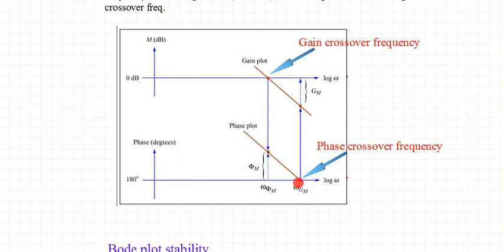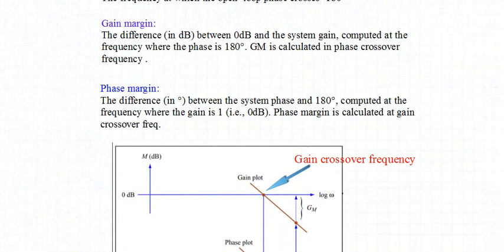So gain crossover frequency is obtained from the gain plot. Look at your gain plot. Where the gain plot crosses 0 dB, that frequency becomes the gain crossover frequency. And where the phase plot crosses 180 degrees, that frequency becomes the phase crossover frequency. There are two more terms associated: gain margin and phase margin.